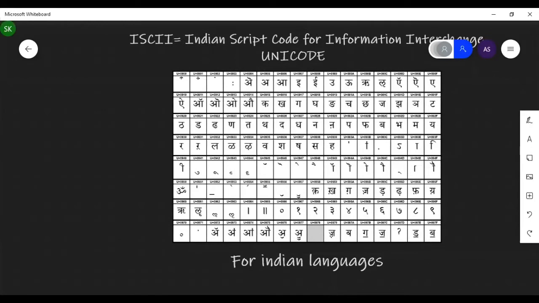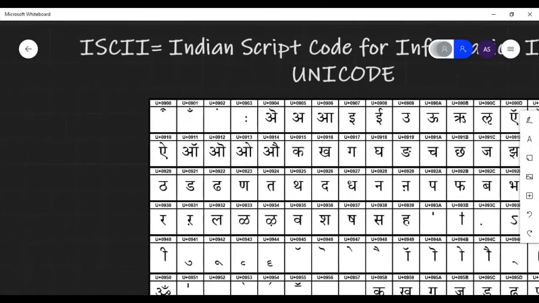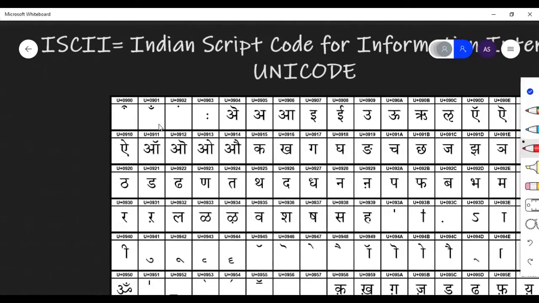Okay, so here we have the Indian script, which is in Unicode, and you can see that by the U plus. So can you zoom in on that? Here we have different values. You see we have U plus 0900, U plus 0901, and this is all in Unicode. Basically this is in hex values.